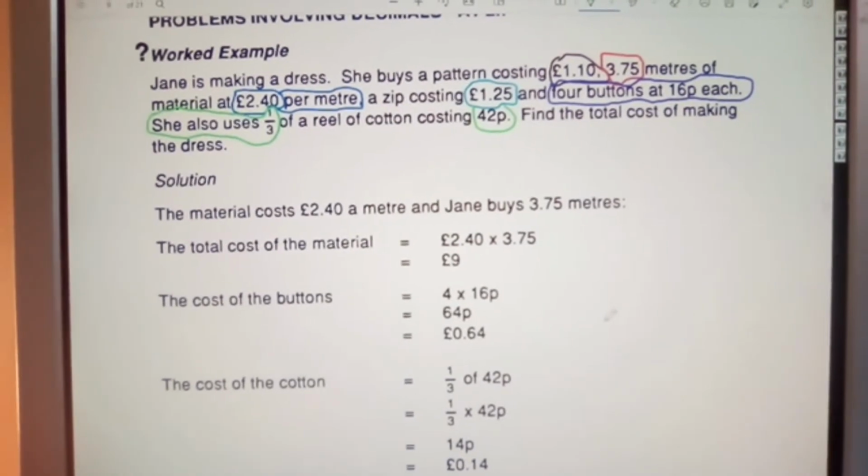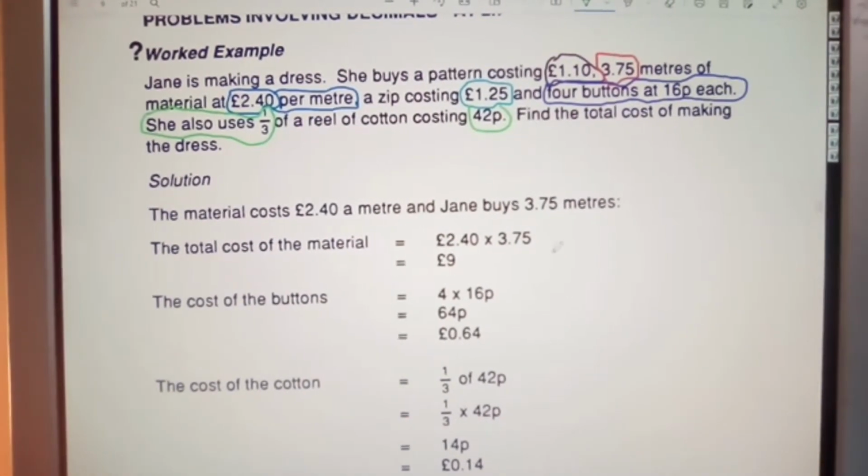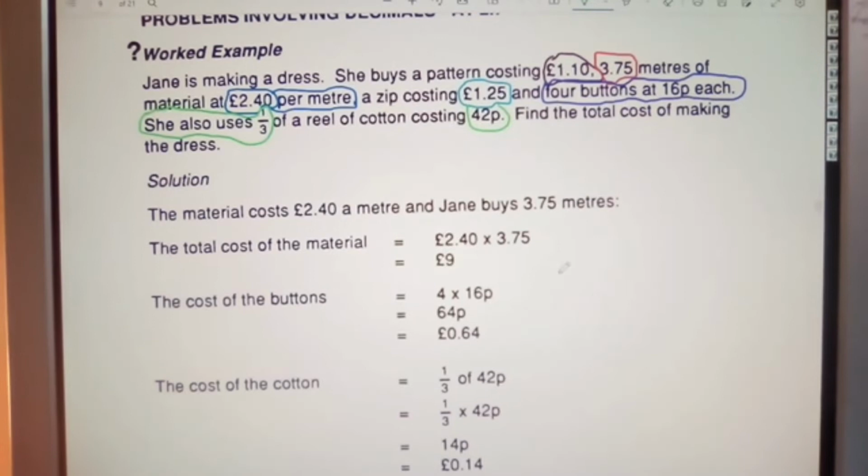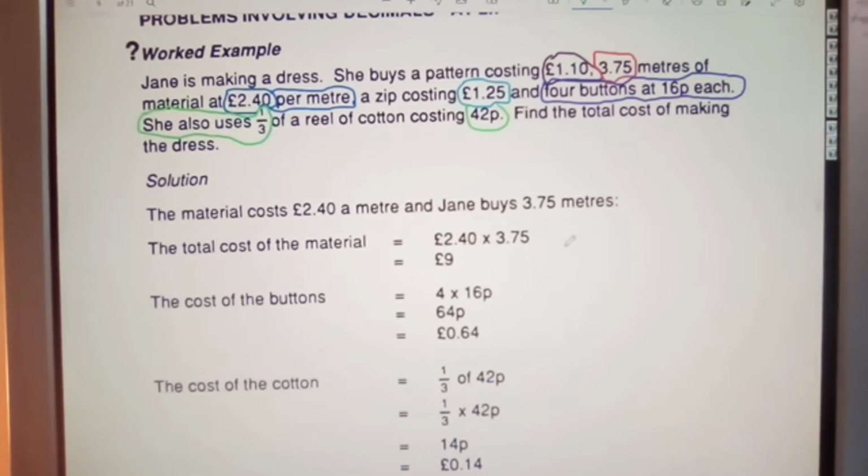So for your benefit, I'm going to multiply this out, just to show you how it can be done. Basically, we're looking at multiplying this.